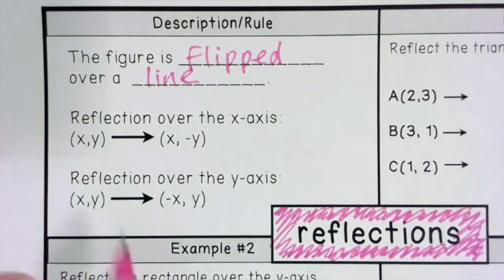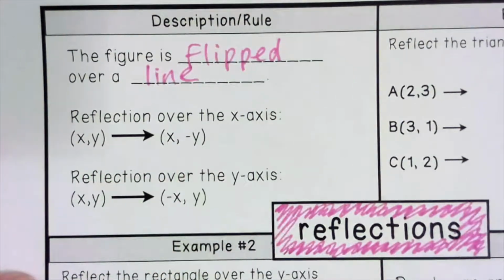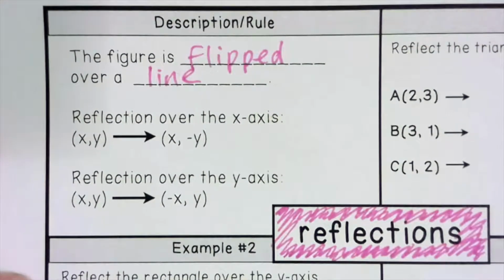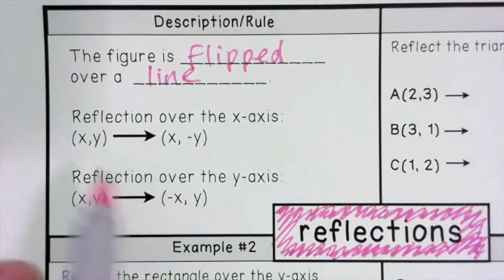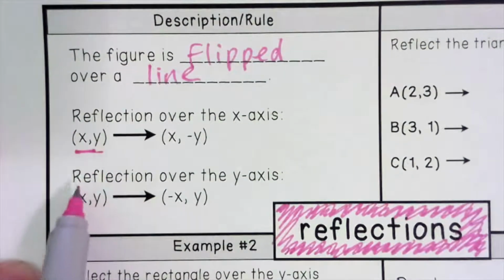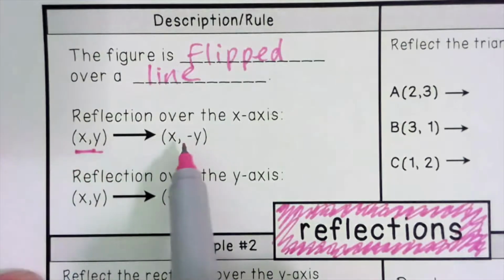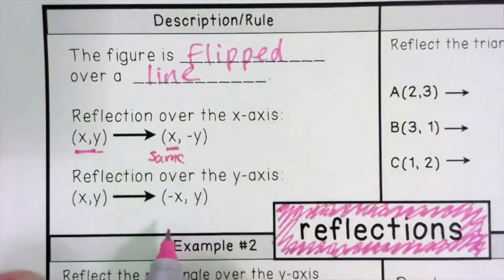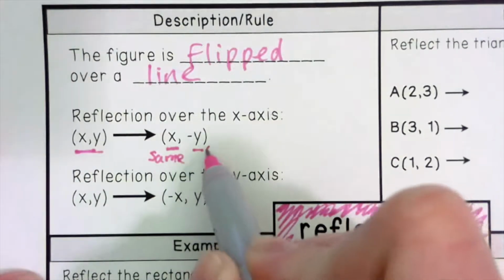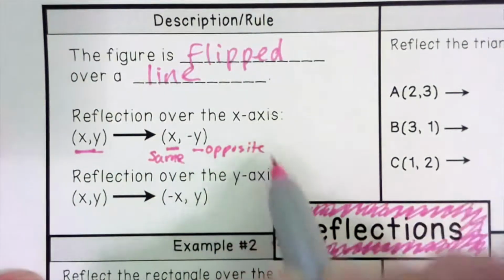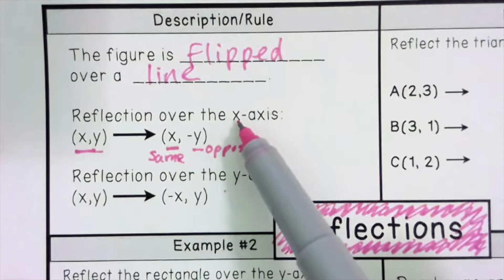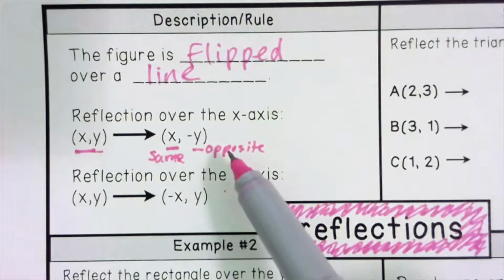There we go. Now there is a formula for reflections. We haven't seen the formula yet, but I did want you to have access just in case you like memorizing formulas. What ends up happening with reflections is we start with our ordered pair, and if you notice, my x stays the same, but my y becomes the opposite. So when we reflect over the x-axis, x stays the same, y becomes the opposite.